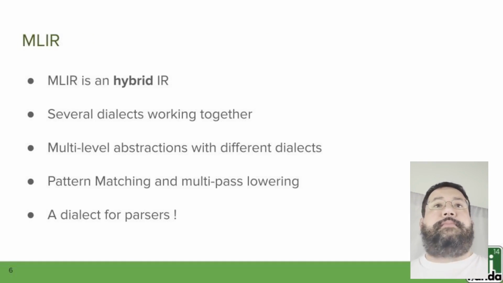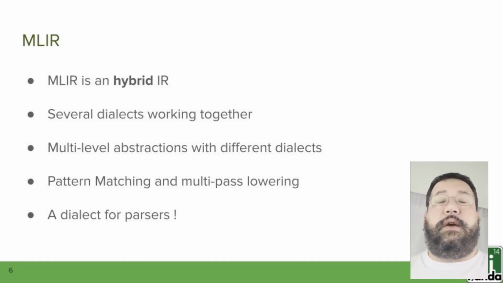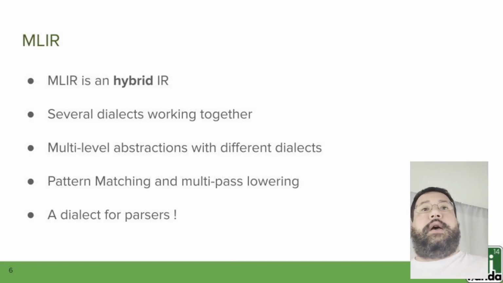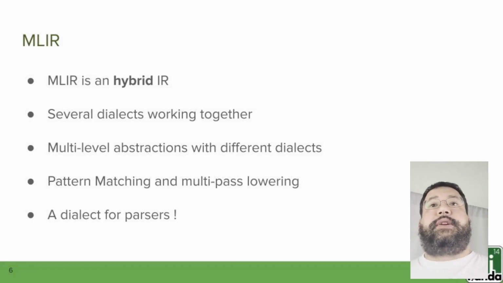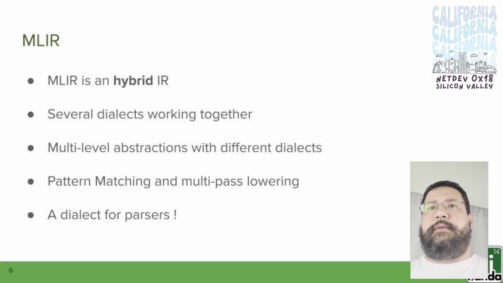What is MLIR? So MLIR is a hybrid intermediate representation. And what does that mean? It means that the intermediate representation can have multiple abstraction levels embedded at the same time. It is developed as different dialects.